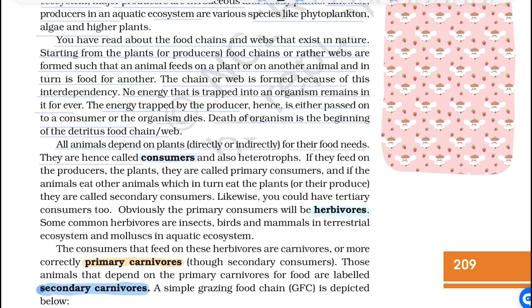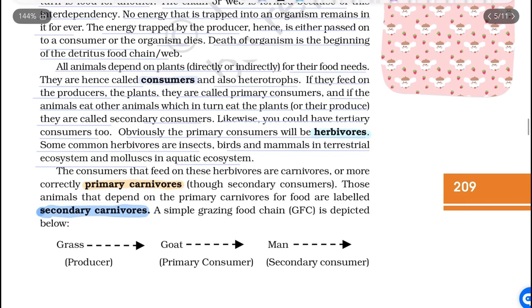All animals depend on plants directly or indirectly for their food needs. They are hence called consumers and also heterotrophs. If they feed on the producers, the plants, they are called primary consumers, and if the animals eat other animals which in turn eat the plants or producers, they are called secondary consumers. Likewise, you could have tertiary consumers too. Obviously, the primary consumers will be herbivores. Some common herbivores are insects, birds, and mammals in terrestrial ecosystems and mollusks in aquatic ecosystems.